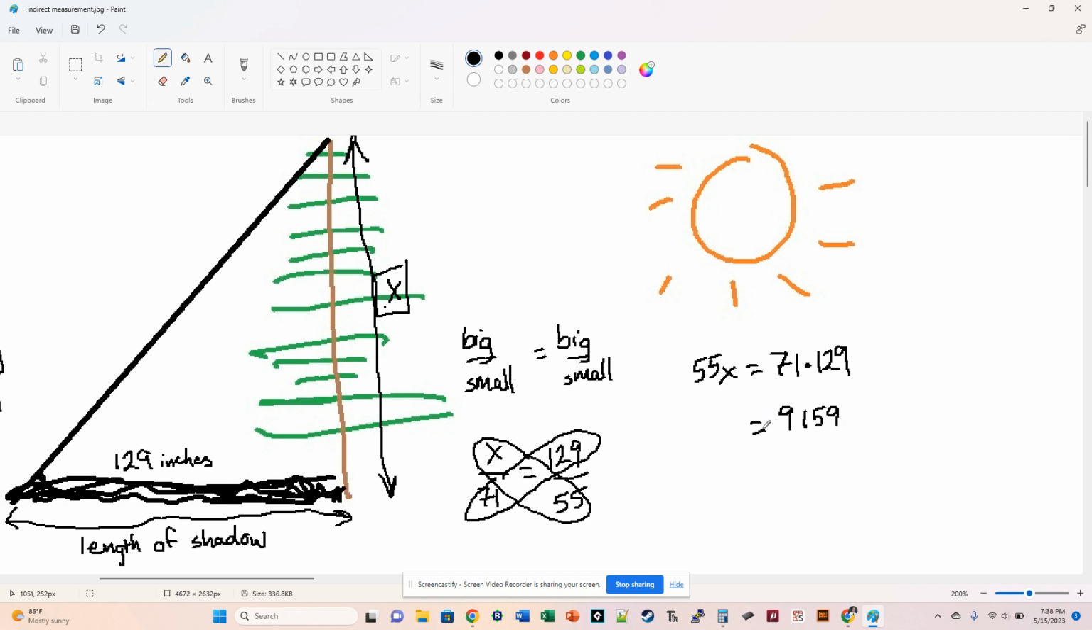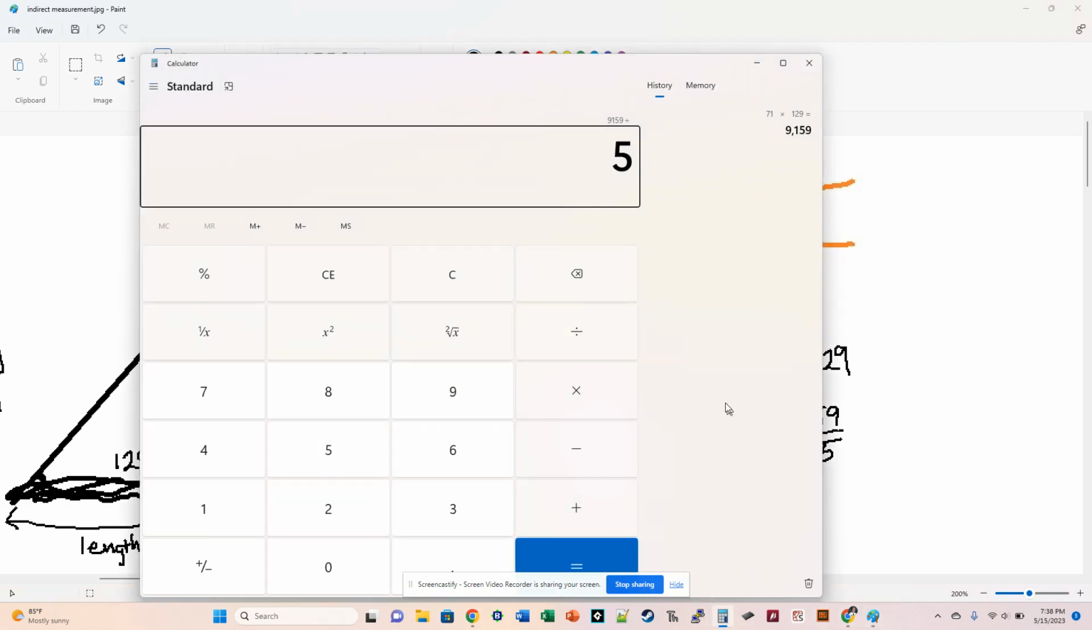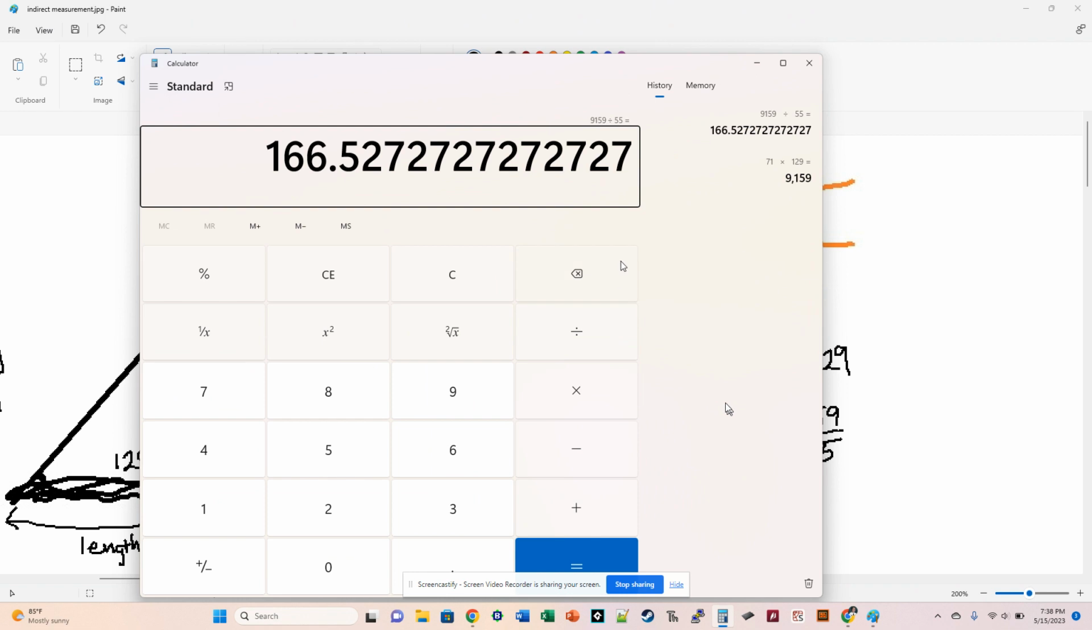I'm going to go ahead and replace that side and keep the 55x, bring that down, divide by 55, and I'll round it to the nearest tenth. The 55s will cancel out, leaving me just with the tree's height. I get 166 inches, 0.5.